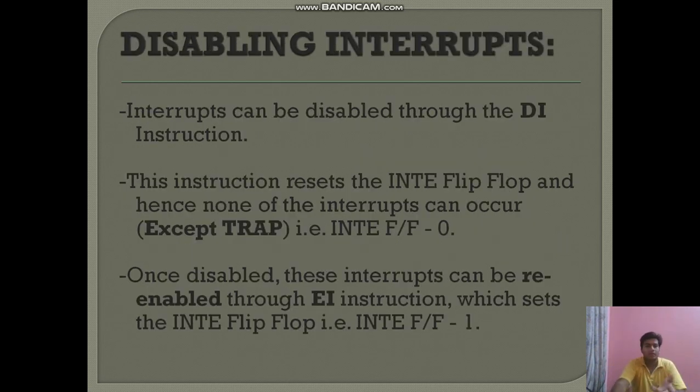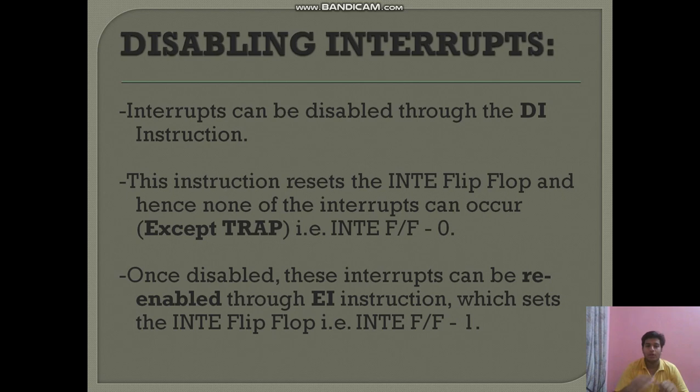How can we disable interrupts? As I told you, by simply using the DI instruction. Interrupts can be disabled through the DI instruction. If the DI instruction is executed, all the interrupts will be disabled. What does this instruction do? This instruction resets the INT flip-flop and hence none of the interrupts can occur. We will study the INT flip-flop later in the slide.